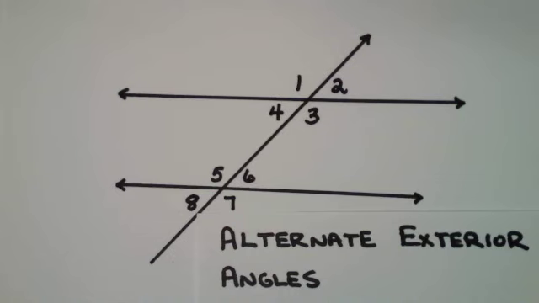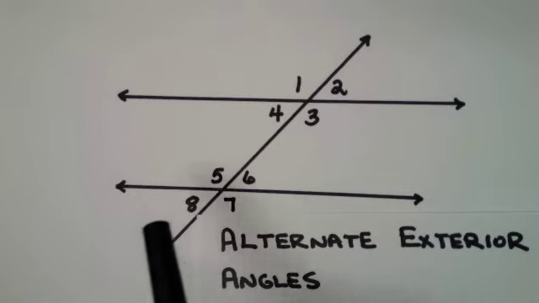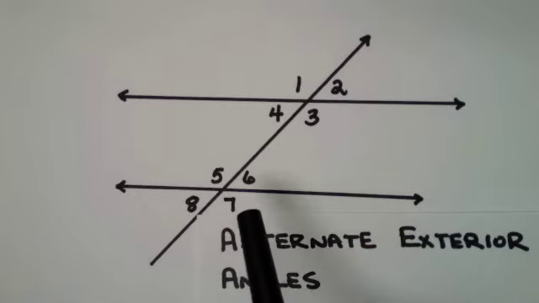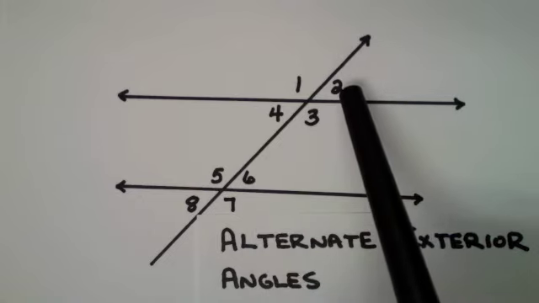Alternate exterior angles. Alternate means they're on opposite sides of the transversal and on the outside. 8 and what angle are alternate exterior angles? 8 and angle 2. 8 is on the outside. Now I have to pick another one that's on the opposite side of the transversal, but on the outside out here. That would be angle 2.